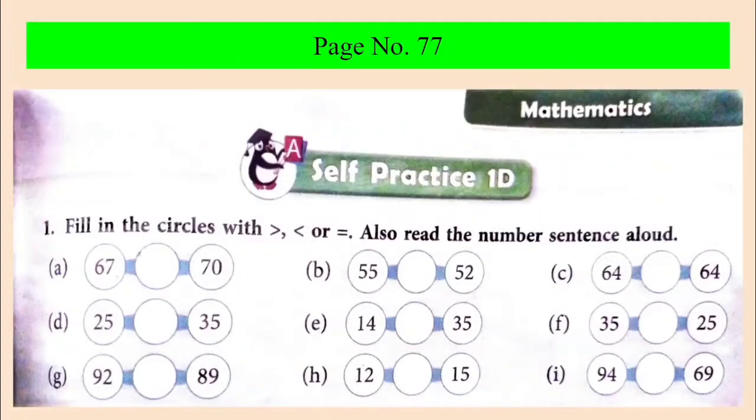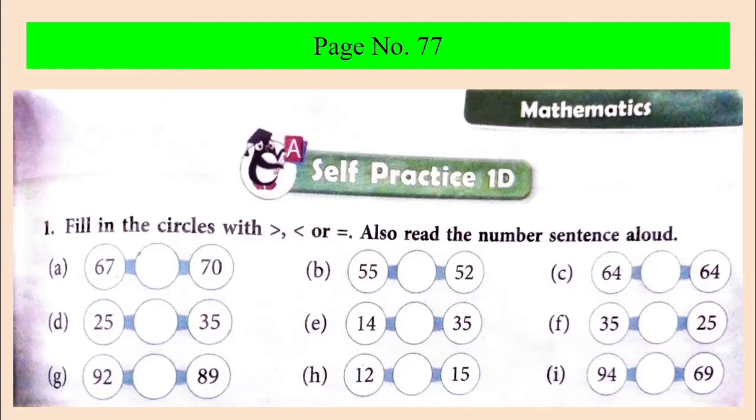Now children, open page number 77 of your book and we will practice to compare numbers. Let us start with question number 1. Fill in the circles with greater than, less than or equal to symbols. Also read the number sentence aloud.